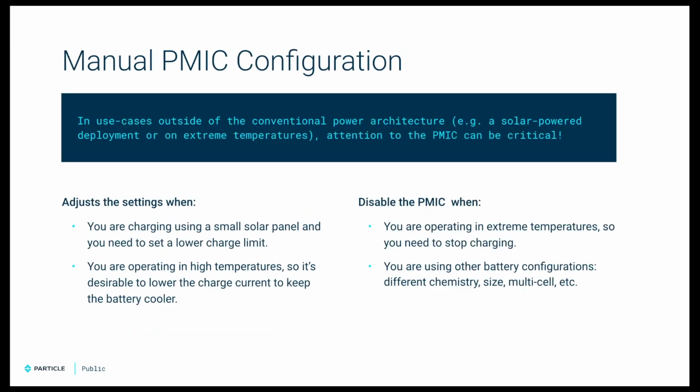For example, you might want to lower the charge limit if you're using a small solar panel, or you might want to lower the charge current to keep the battery from overheating. Alternatively, you might want to completely disable the PMIC if the ambient temperature is outside the battery's operating temperature range, or if you're using a completely different battery type, as the built-in PMIC might not be compatible and the fuel gauge will not provide accurate readings.